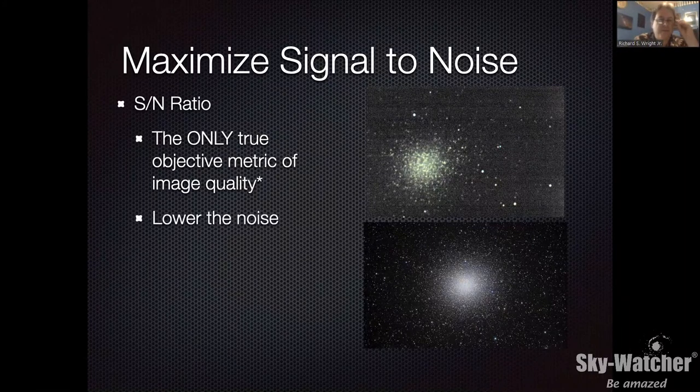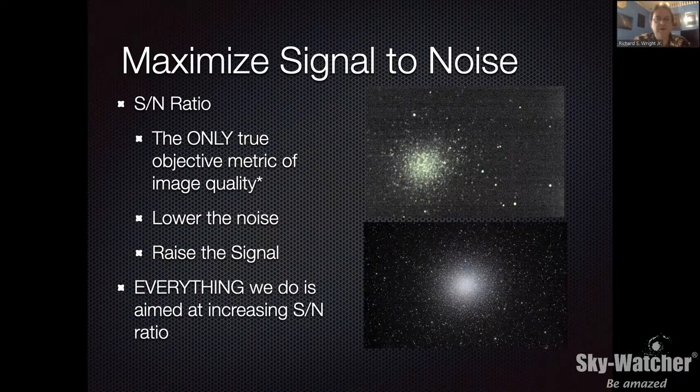You can improve that by lowering the noise, and there are some things you can do to your camera to lower the noise. You can also improve it by raising the signal, and there are things you can choose about your camera that raise the signal. Everything we do is aimed at increasing the signal to noise in our images.